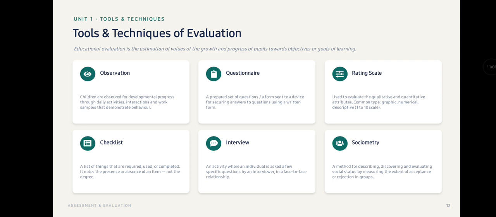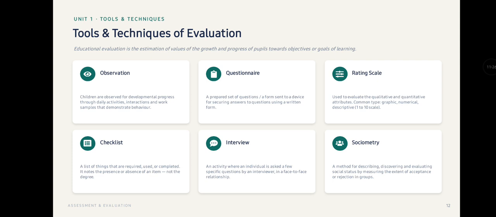We'll go through tools and techniques of evaluation. Educational evaluation is the estimation of values of the growth and progress of pupils towards objectives or goals of learning. Observations: children are observed for developmental progress through daily activities, interactions, and work samples that demonstrate behavior.